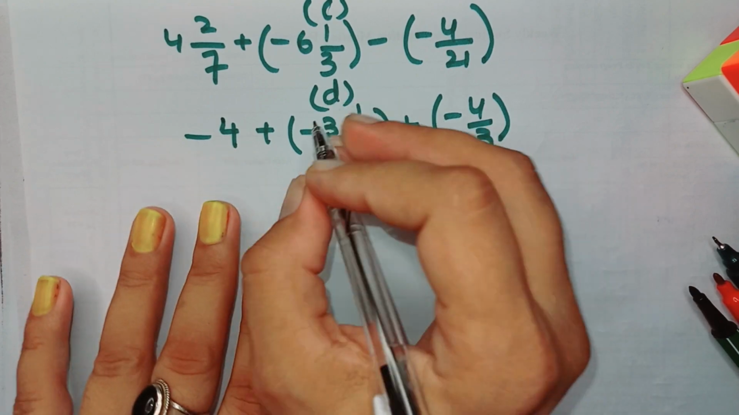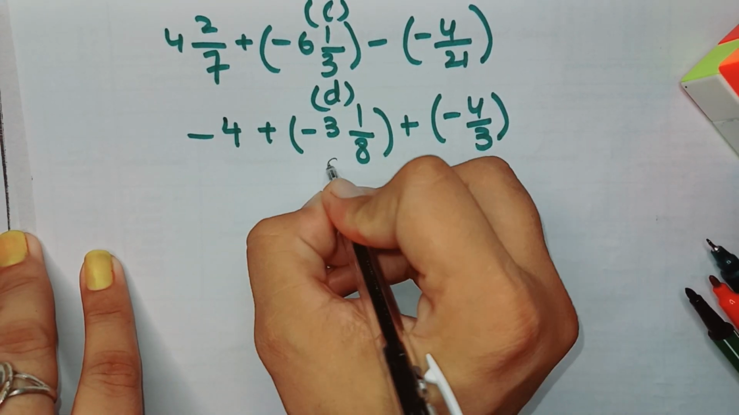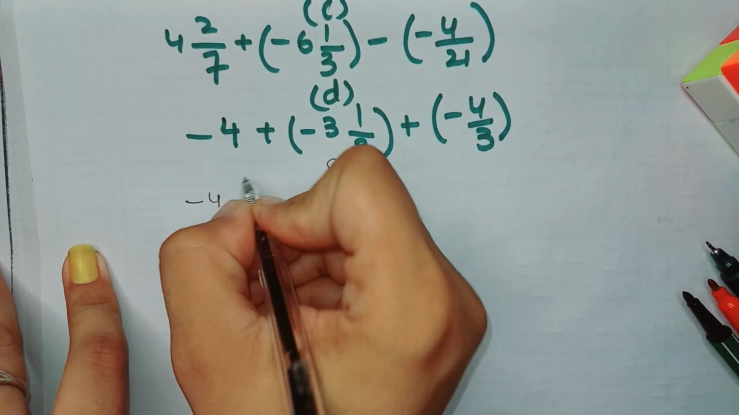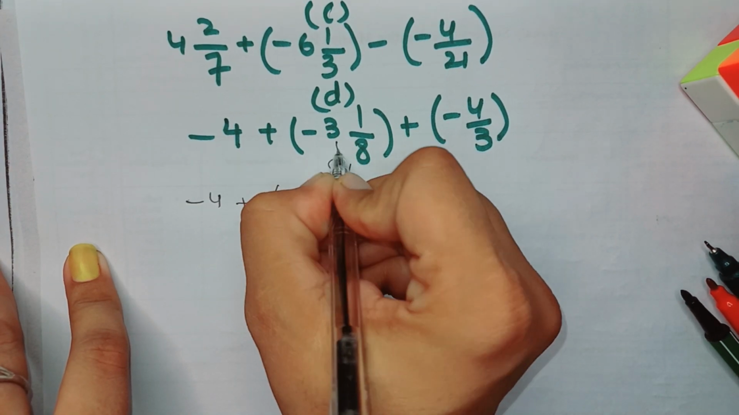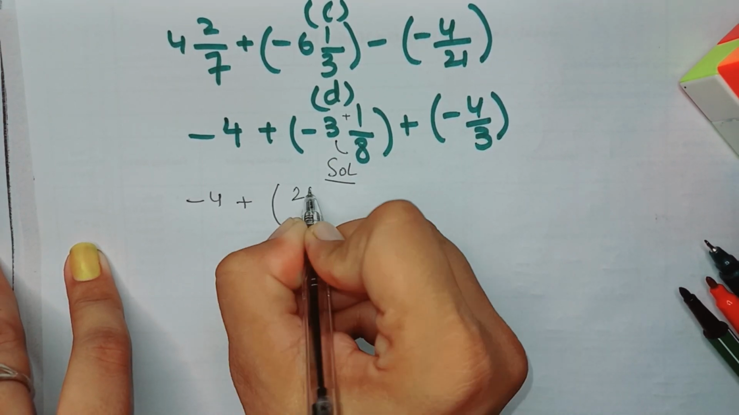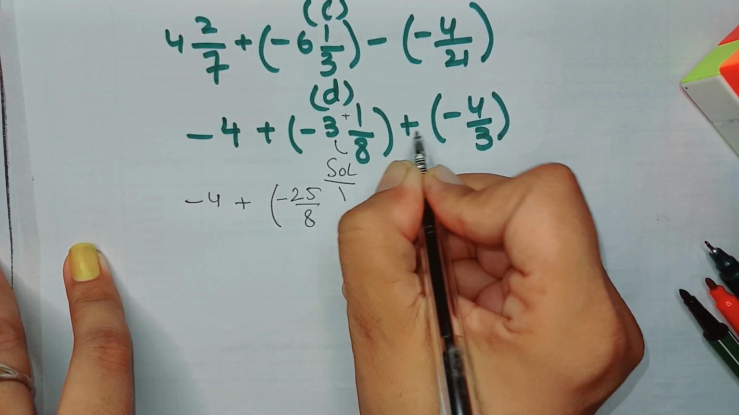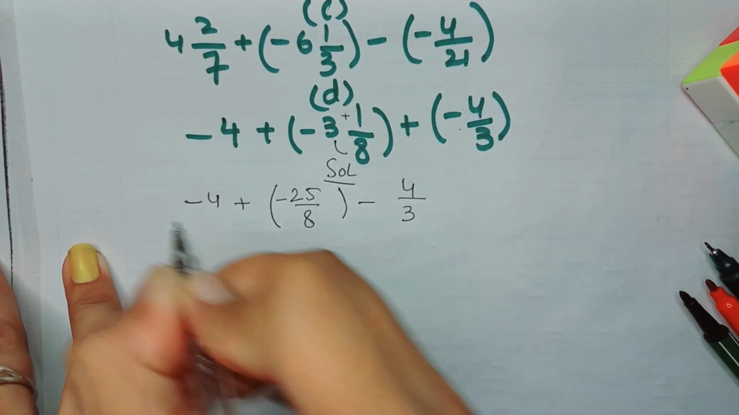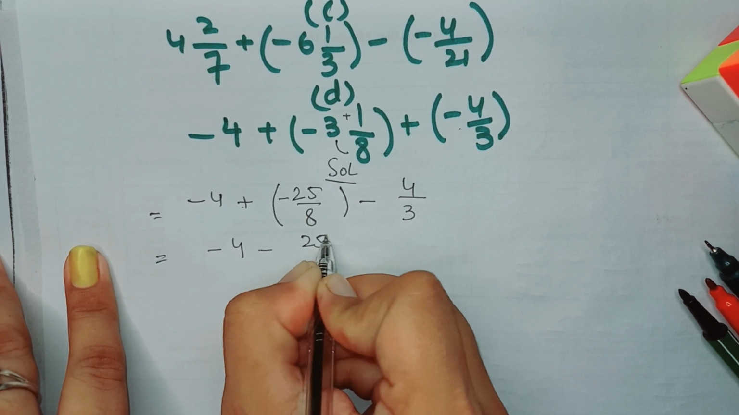And dear student, the C part is very much similar. So we will attempt the D part, and in D part, minus 4, we will solve the bracket first. 8 times 3 is 24 and plus 1, 25 by 8, and here plus minus minus. Now we can solve this one bracket as well, plus minus minus.